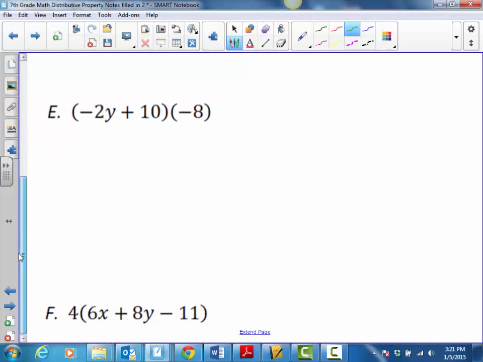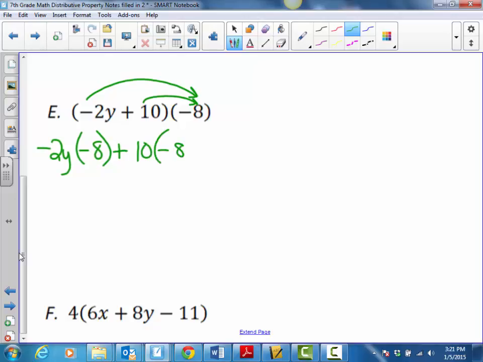Our last example, negative 2y times a negative 8 plus 10 times negative 8. Negative 2y times a negative 8, remember a negative times a negative is a positive, positive 16y, and then a negative 8 and a positive 10 is a negative 80.